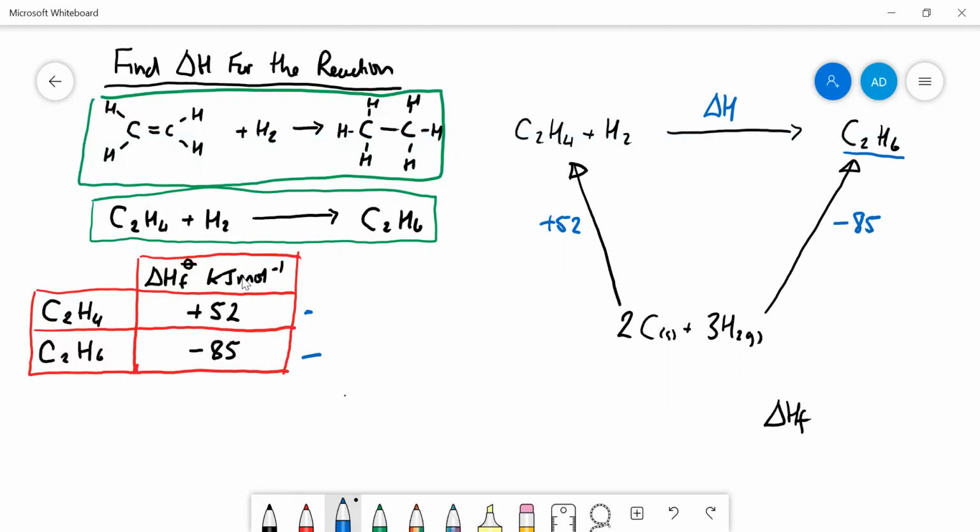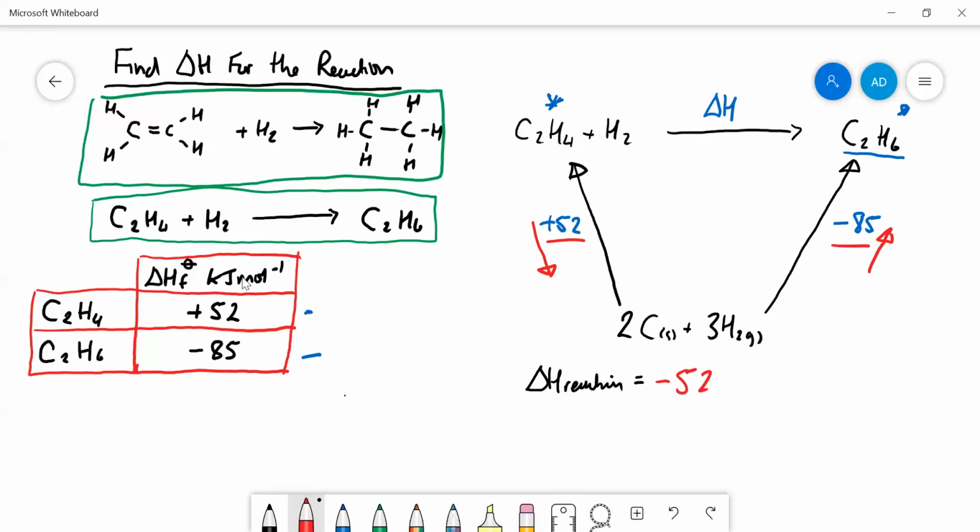Okay, now the normal thing we do is say I want to go from here to here, don't I? So what am I going to do? I'm going to go down that way, and I'm going against the arrow there, so we change the sign, and we're going up there with the arrow, so you keep the sign. And you write down delta H for the reaction then. Well, it's going to be plus 52. We change that to minus because we're going against the arrow. Minus 52. And this one, minus 85.